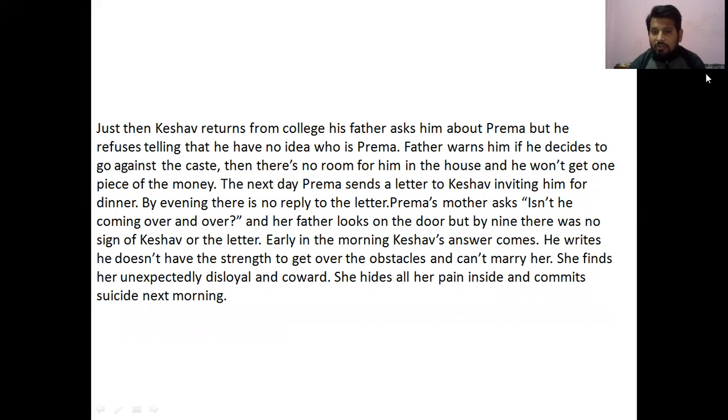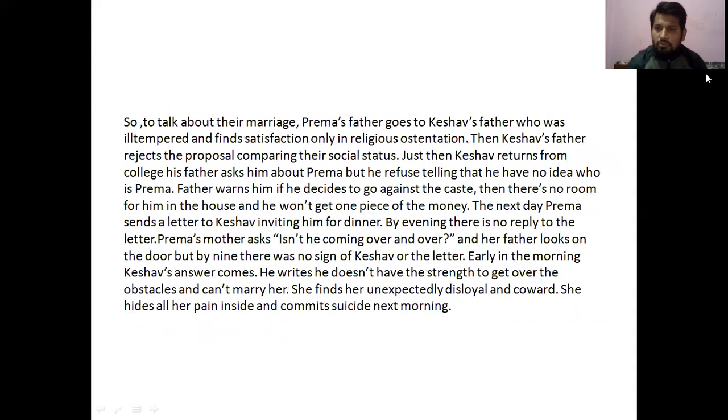Early in the morning, Kesav's answer comes. He writes that he doesn't have the strength to get over the obstacles and can't marry her. Prema finds him unexpectedly disloyal and cowardly. She hides all her pain inside and commits suicide the next morning.